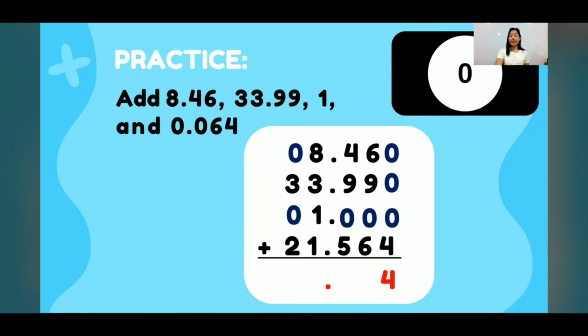6 plus 9, 15 plus 6, 21. Very good. Carry 2. 2 plus 4, 6 plus 9, 15 plus 5, 20. Amazing. Carry 2. 2 plus 8, 10 plus 3, 13 plus 1, 14 plus 1, 15, carry 1. 1 plus 3, 4 plus 2, 6. Exactly. The answer is 65 and 14 thousandths. Did you get it right?